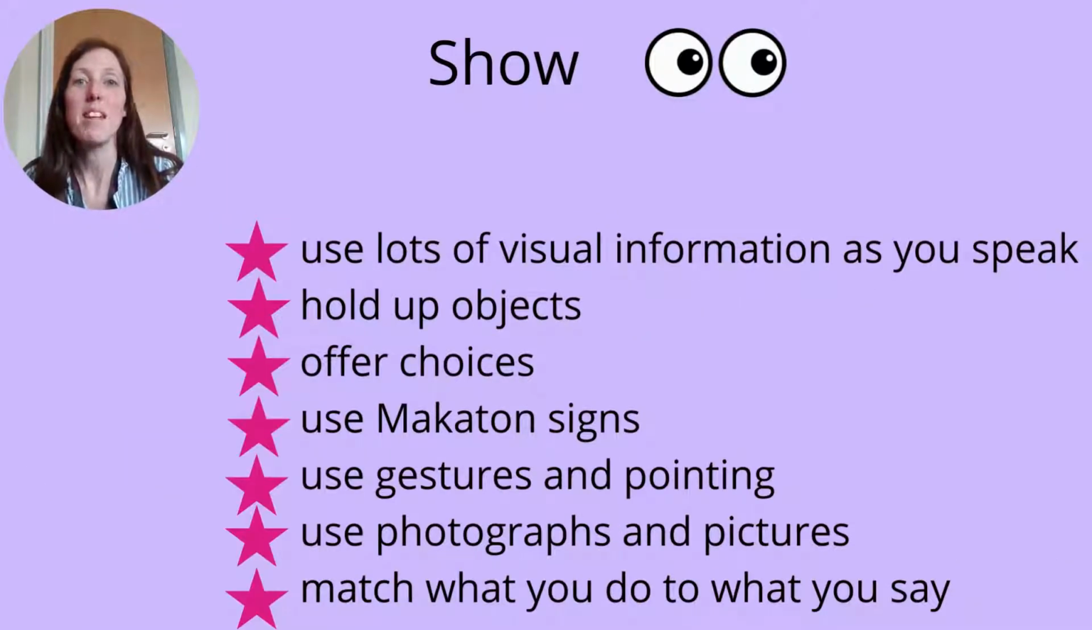Showing children what we mean as we talk is one of the most important things we can do to support their understanding. So that includes holding up objects as you ask your child if that's what they want. You could hold up 2 objects to offer your child a choice. It includes matching what you're doing to what you're saying. So as you go through your daily routines with your child, talk about what you are doing as you do it, like shoes on, jacket on, as you perform the actions, so your child can learn the language associated with those actions. Makaton signs is another great way to build children's understanding of language and help them learn the words.